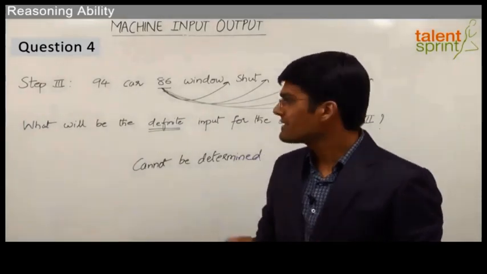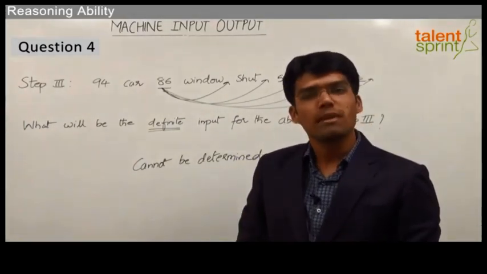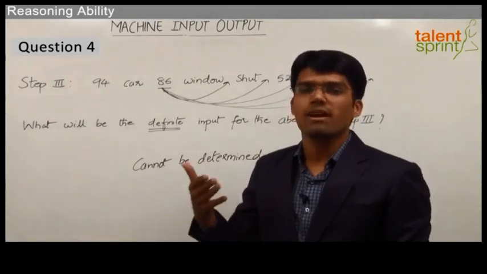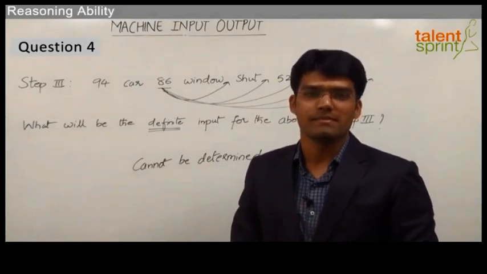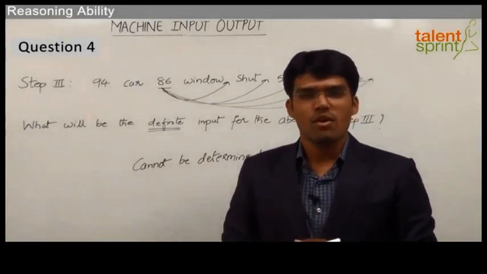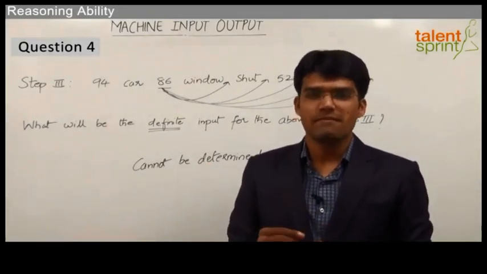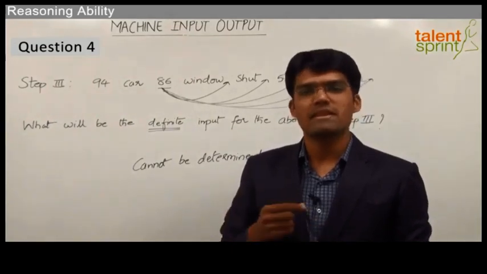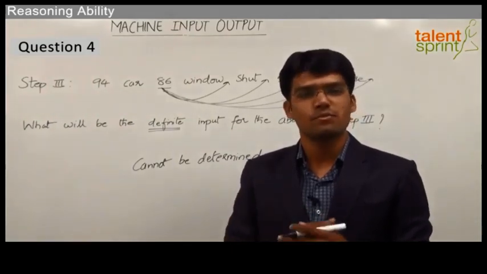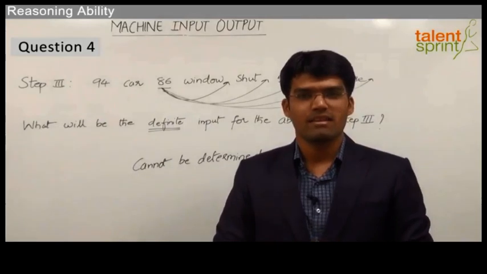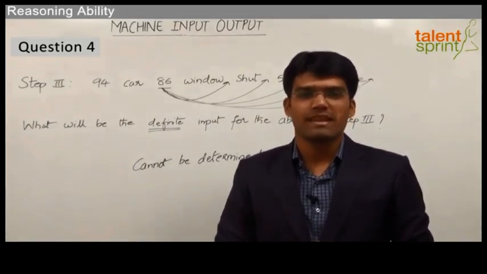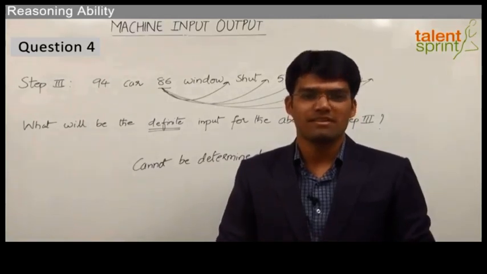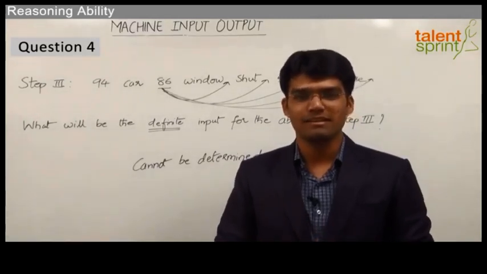In some cases, step 3 or step 4 may be given and they will ask us to find out maybe step 2 or step 1, that is any of the previous steps. So the point here is, for any given step, if a definite previous step or previous input is asked, the answer has to be cannot be determined. And we can say that this question can always be answered in just 0 seconds, as the answer is always fixed, that is cannot be determined.